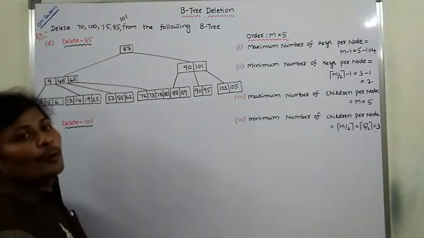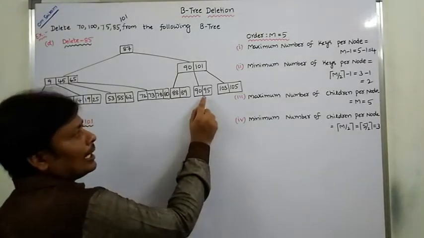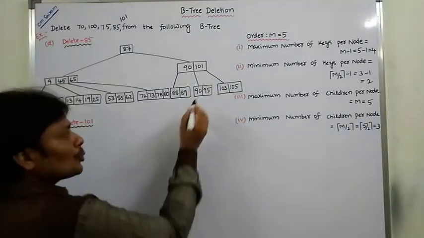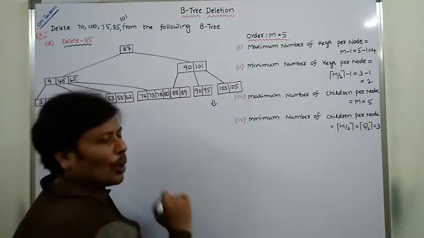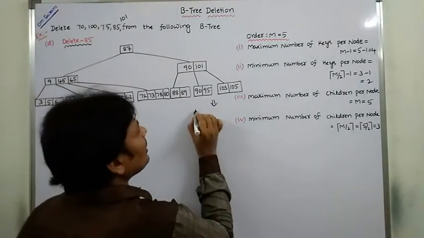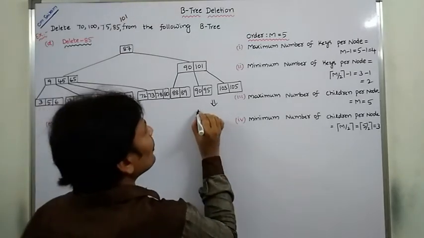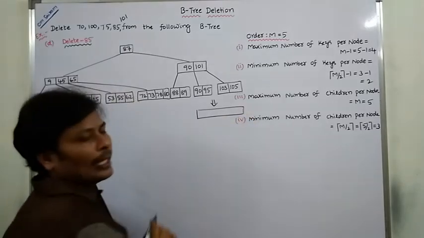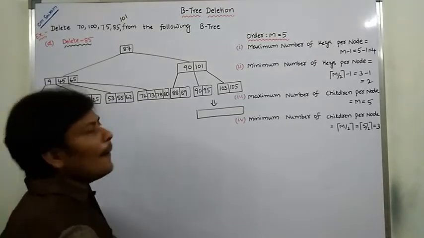At that time, we have to perform the merge operation between the left subtree of that node and the right subtree of that node through the parent. So whenever both the in-order successor and in-order predecessor replacements are not possible, we have to perform the merge operation between the left subtree of that node and the right subtree of that node through the parent.